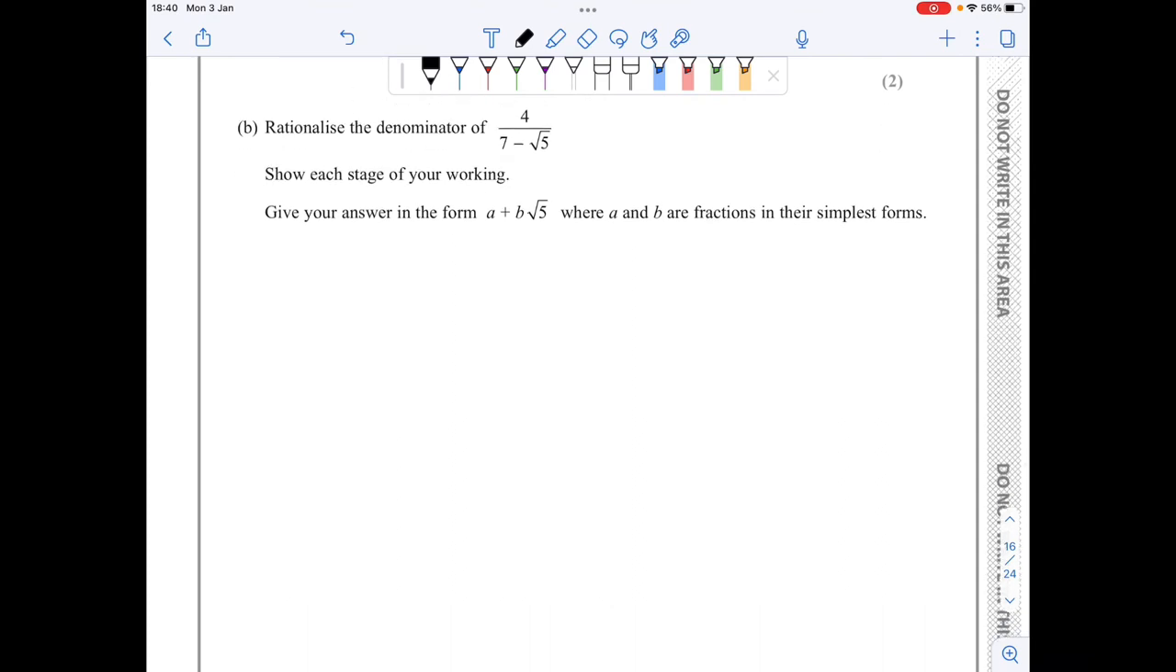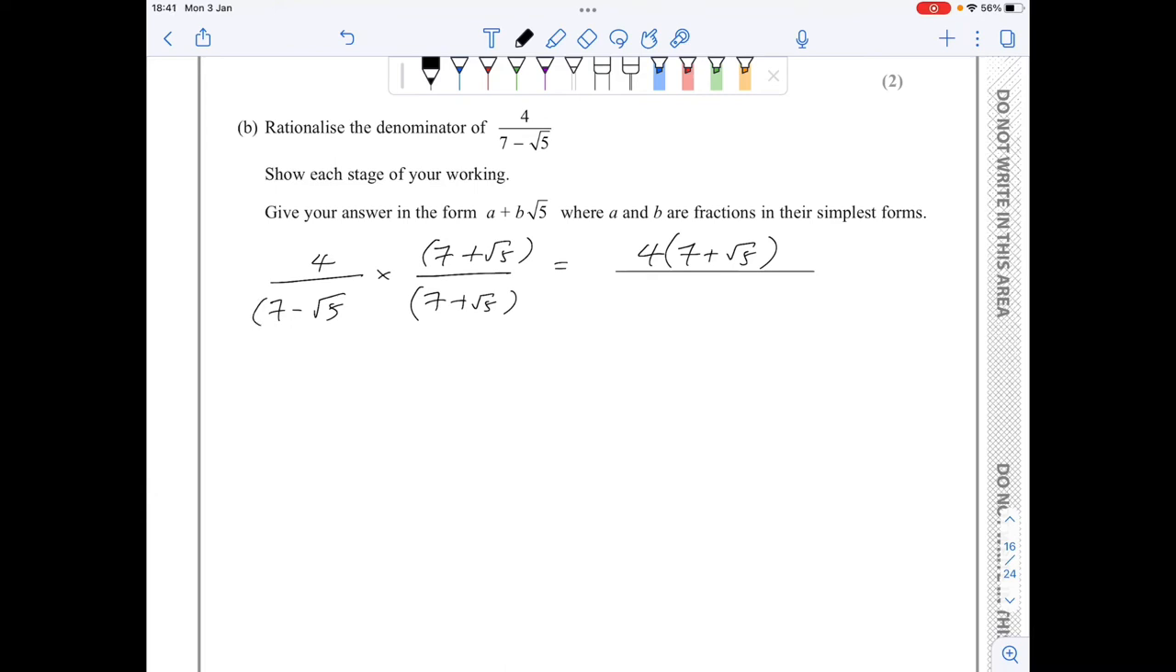For part B, to rationalize my denominator, I will need to multiply by another fraction where the numerator and denominator are the same, and this fraction has 7 plus square root of 5 over 7 plus square root of 5. Now the numerator of the new fraction will be 4 times 7 plus square root of 5. I will not expand yet. And then for the denominator, note that these two brackets have the same numbers but different signs. This is the difference of two squares.